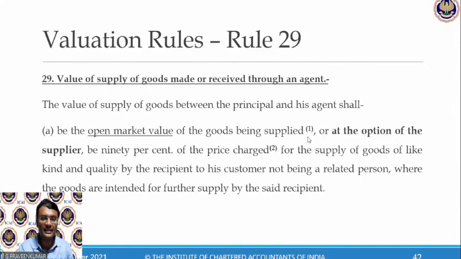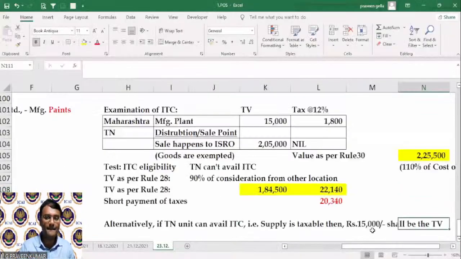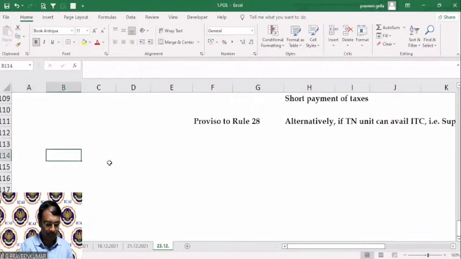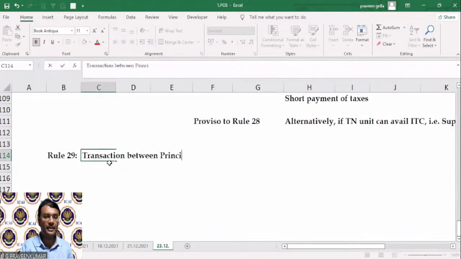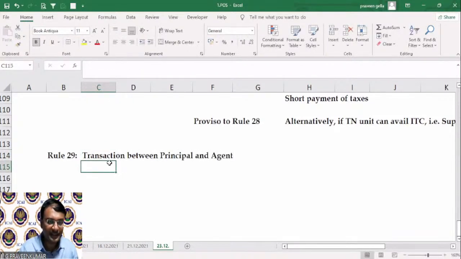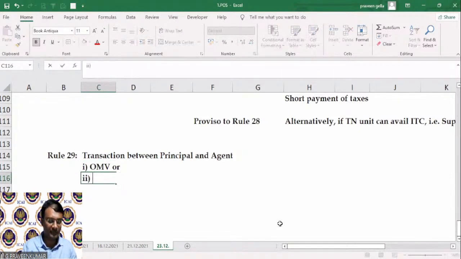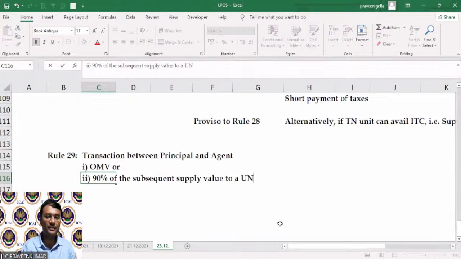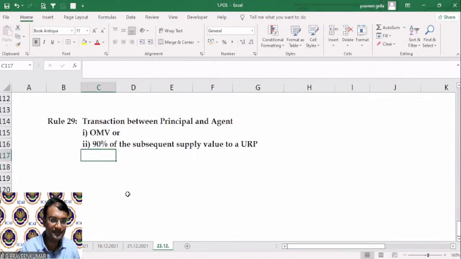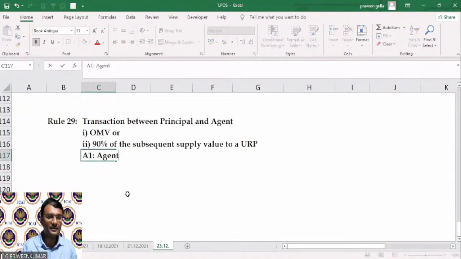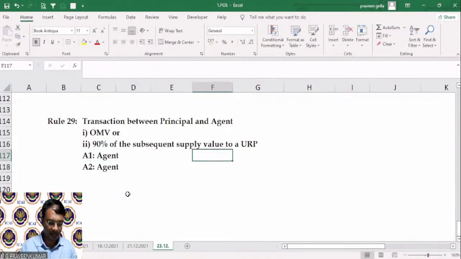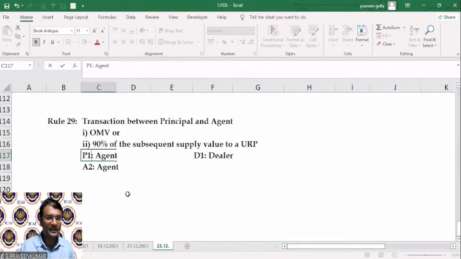I'll come back to my Excel to explain this in a very simple form. Rule 29: transaction between principal and agent. Here, principal and agent, option 1, open market value, or 90% of the subsequent supply value to an unrelated party. Now I'll give an example this way. A1 is an agent, A2 is an agent, D1 is a dealer. Sorry, let me say P1. P1 is a principal.